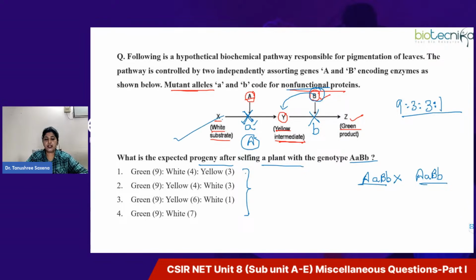So pathway you all understood, right? One thing is very much clear that if you have the dominant A and B allele present in the progeny, then only you will have a green phenotype, right? You will get a final product Z, which is green. So for that, we need to have the dominant allele, both in homozygous or heterozygous condition, or one in homozygous, another in heterozygous, or vice versa, like that. Okay, so everyone is answering option one. Let's check.